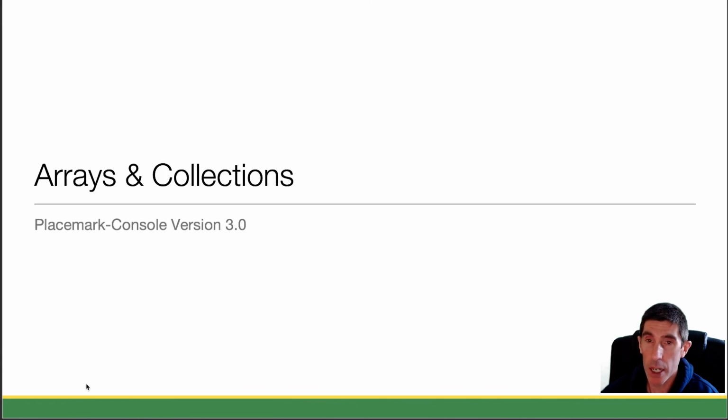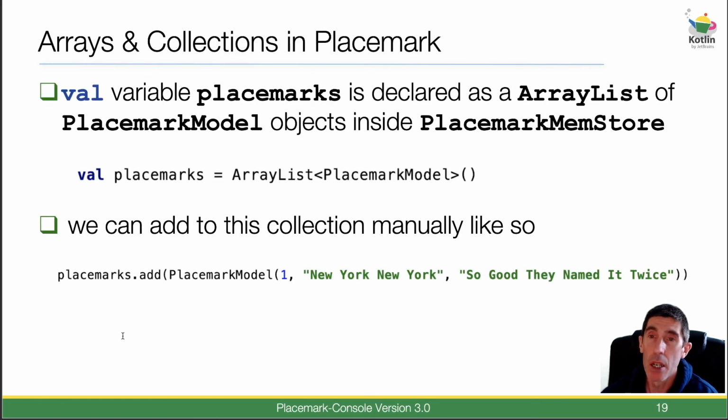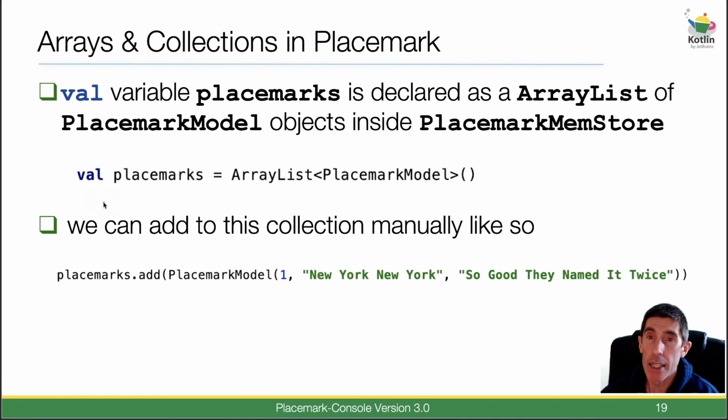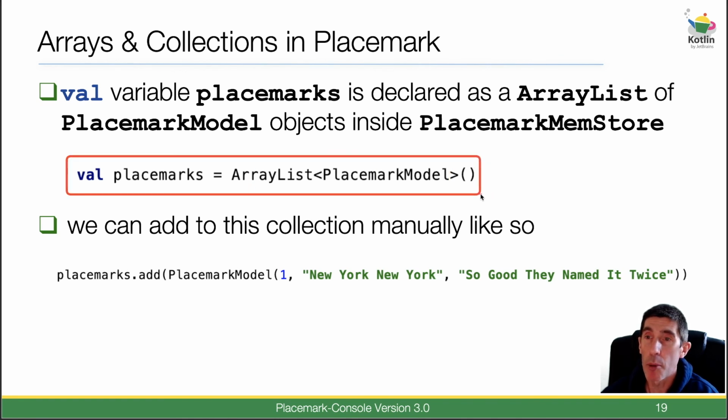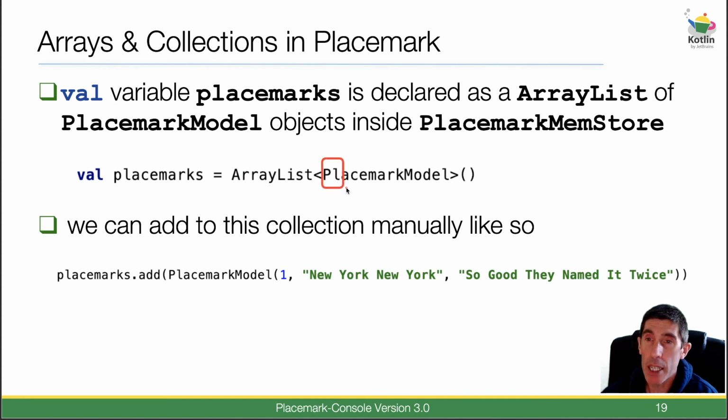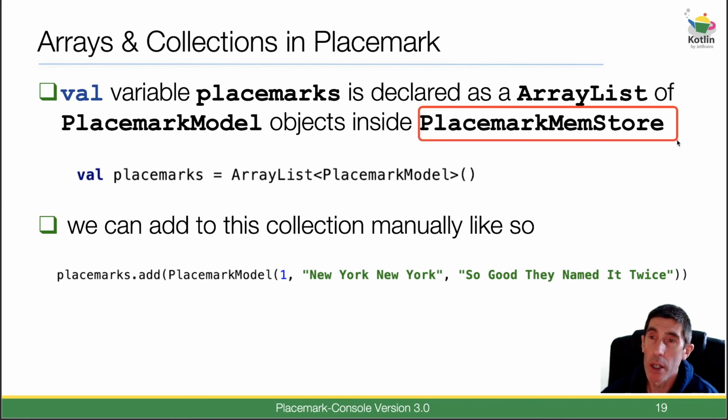Just to look at the next one there. If we look at where arrays and collections are used within the application, we've seen some of this previously. So here's our instantiating inside our placemark memstore an array list of placemark model objects. So this is where the data is actually stored. That's managed inside the placemark memstore object, and that is then interacted with through the controller.